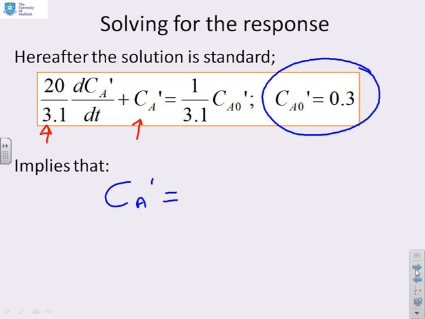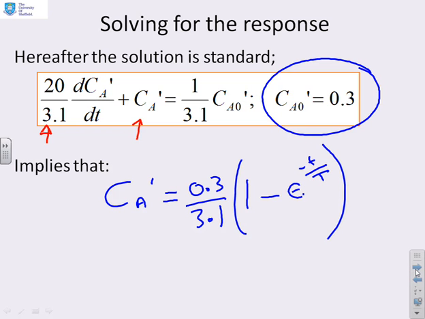I'm going to get the new steady state, which will be 0.3 over 3.1, and that's going to multiply 1 minus e to the minus t over capital T. Capital T is the time constant, but capital T we know is 20 over 3.1 because we were given that. And if I want to get back to the actual CA, you remember we had the steady state, which was 0.39, so it will be 0.39 plus CA dash.